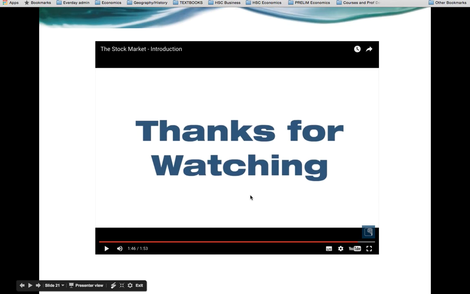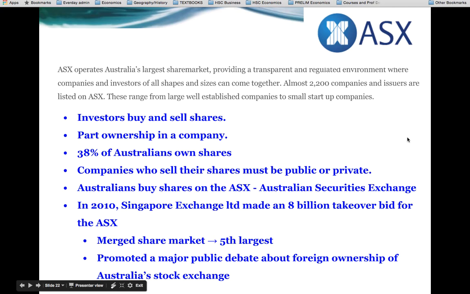Okay, hopefully that got you thinking about the stock market, but also connecting them to those ideas of the financial products. In Australia, we have the ASX, and this operates as the largest share market in Australia, okay, with investors of all shapes and sizes. Almost 2,200 companies are listed, okay, and these range from well-established large corporations to those small startup companies that are just becoming public. Investors buy and sell shares, okay. There are part ownerships, okay. Around 38% of Aussies own shares.